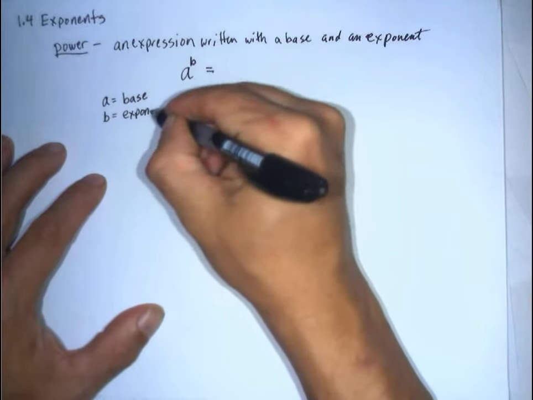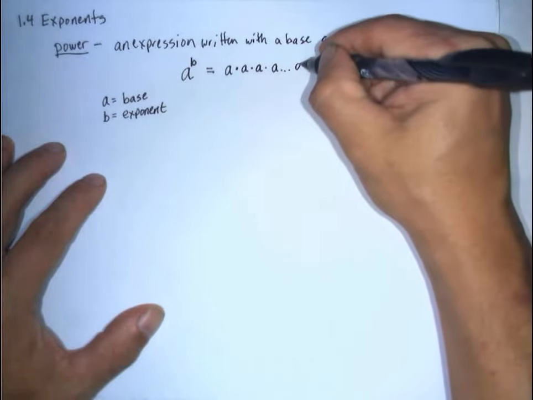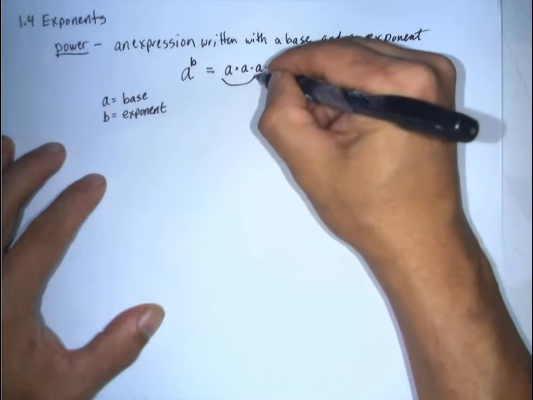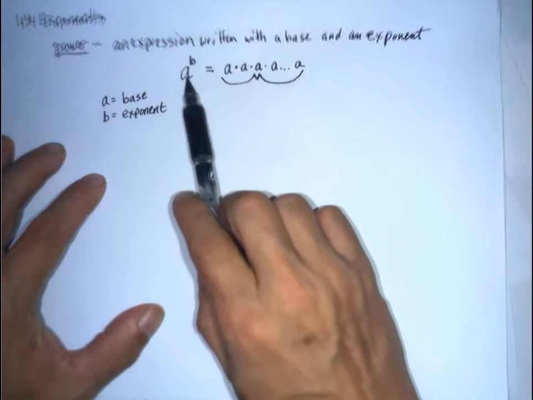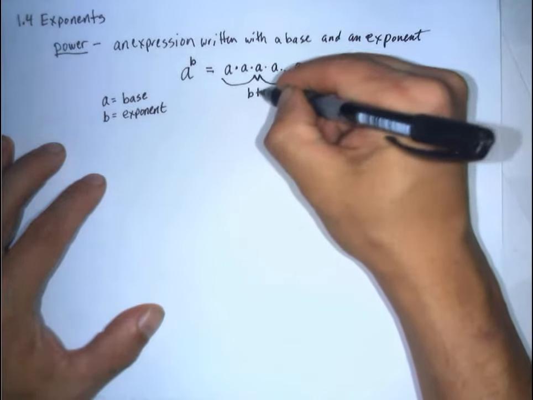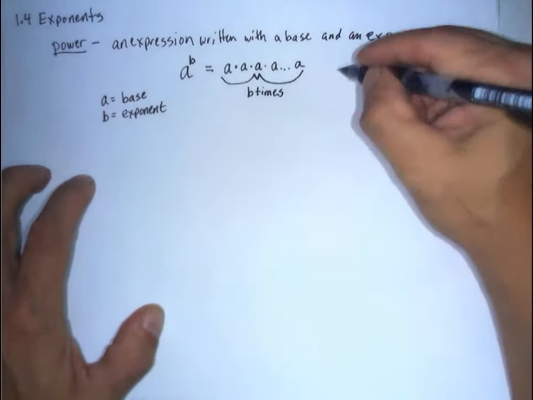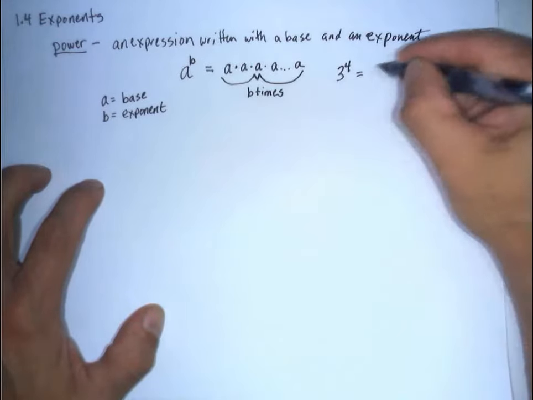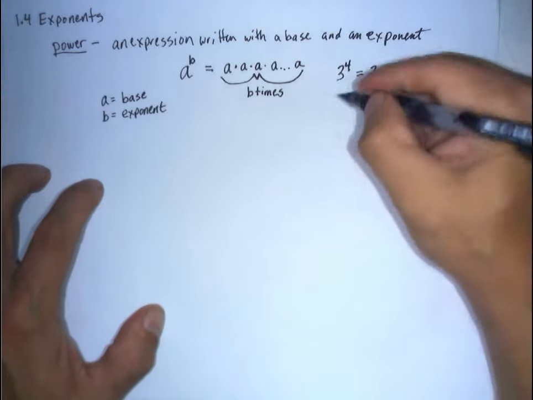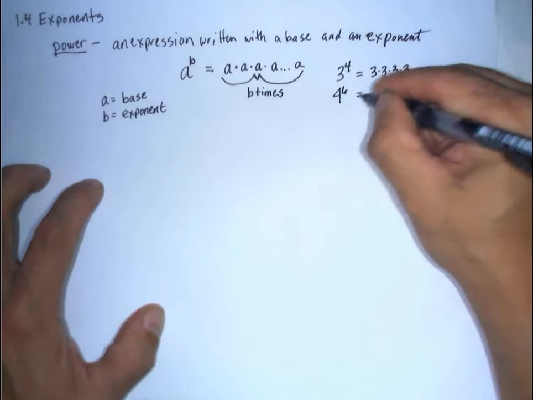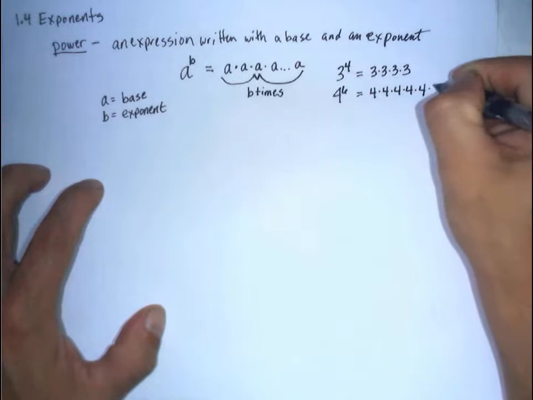And what this means is, similar to how multiplication is repeated addition, exponents and powers are repeated multiplication. So what this means is we're going to multiply a by itself b times. So if I say, what is 3 to the 4th? 3 to the 4th is 3 times 3 times 3 times 3, 4 times. 4 to the 6th is 4 times 4 times 4 times 4 times 4 times 4.